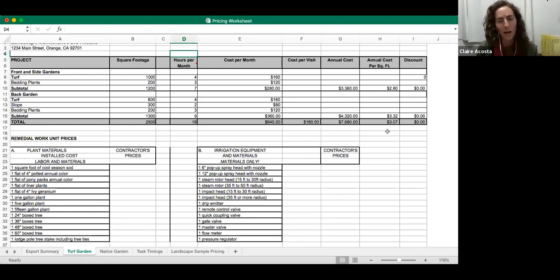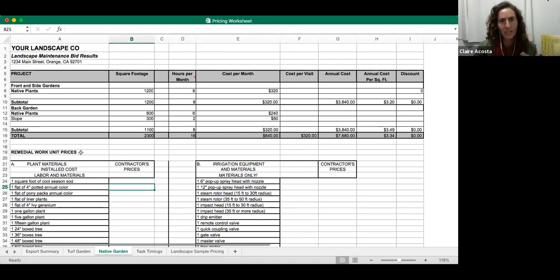Like somebody asks, how much would this cost for me to do? And if you know that most of your jobs are about $3 per square foot annually, you can say, this 1,000 square foot yard is probably running you $3,000 a year to maintain, that sort of thing. And you can do the same with your natives. So we're going to toggle over to the native plant versions.